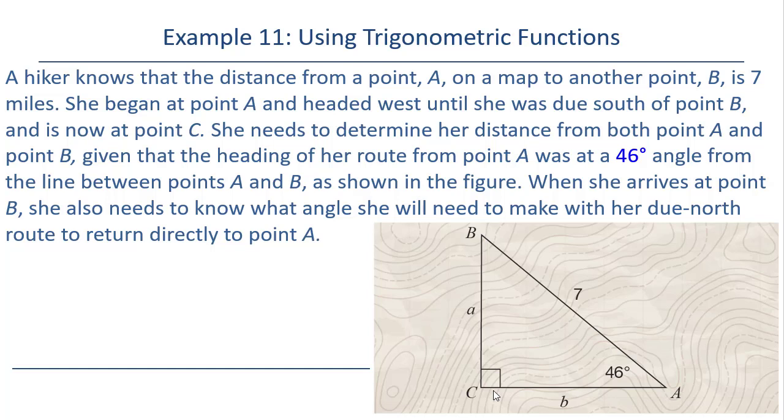She needs to figure out how far it's going to take her to get back to B, and what angle measurement, what degree measurement, is going to get her on a heading so that she could travel straight back to A. Okay, so that's what's happening here. We need to figure out this distance, and then this angle. I think all of you are thinking this angle is pretty easy, but we'll save that for last.